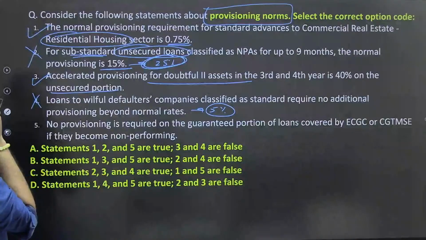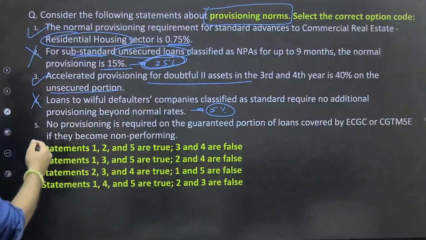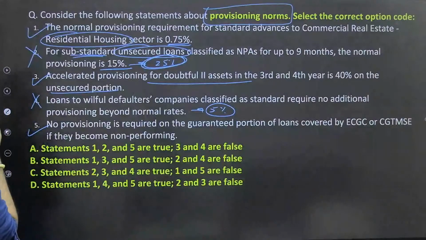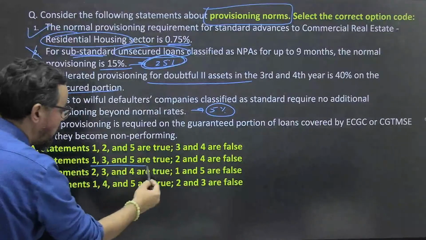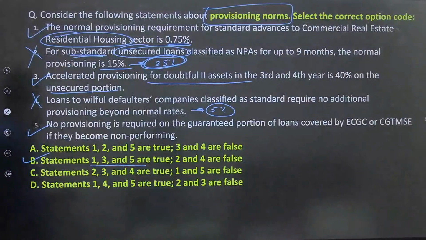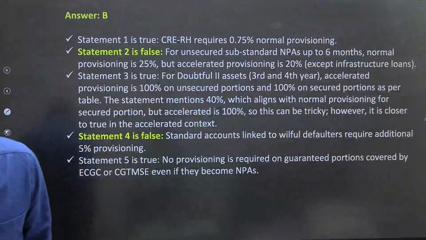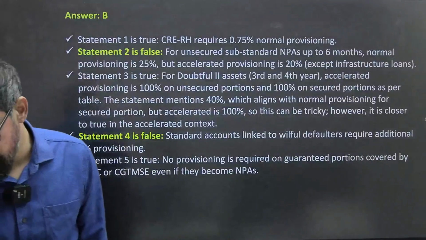No provisioning is required on the guaranteed portion of loan covered by, this is true. Okay? So 1, 3, 5 are true, means 1, 3, 5 are true and 2 and 4 are false. 2 and 4. So option B should be the right answer for this one. Correct? So B should be the right answer in this particular case.